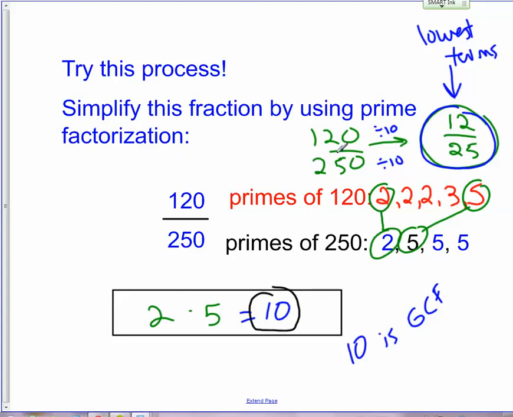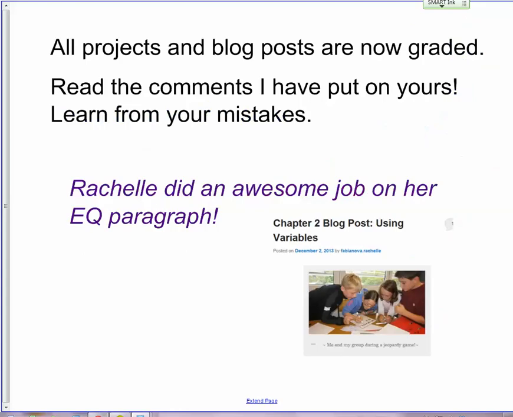So I can divide 120 by 10 and 250 by 10, and I get the lowest terms for this fraction, which is 12/25. And 12 and 25, while they're not prime numbers themselves, are relatively prime. I can divide 25 by 5, but I cannot divide 12 by 5. I can divide 12 by 2, 3, 4, and 6, but I cannot divide 25 by any of those numbers. So the only common factor they have is the number 1. That's why they're relatively prime and it's in lowest terms.